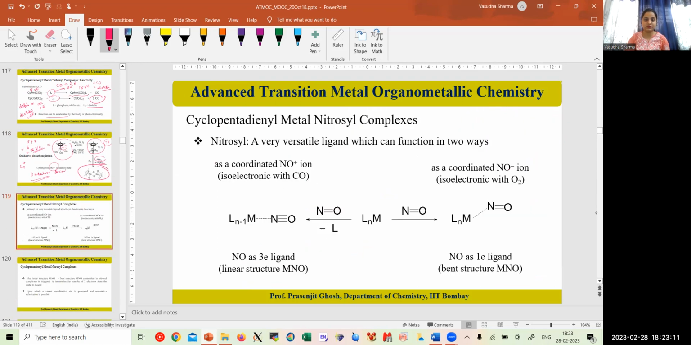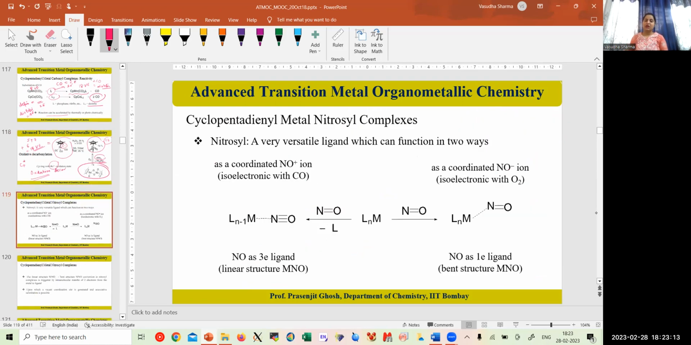Now moving towards another topic. So this was the topic regarding the cyclopentadienyl with the carbonyl. When we were talking about heteroleptic complexes, that means the ligands could be other than Cp. Now we have another complex where carbonyl has been replaced with nitrosyl.